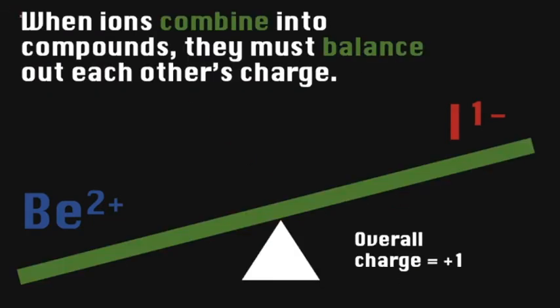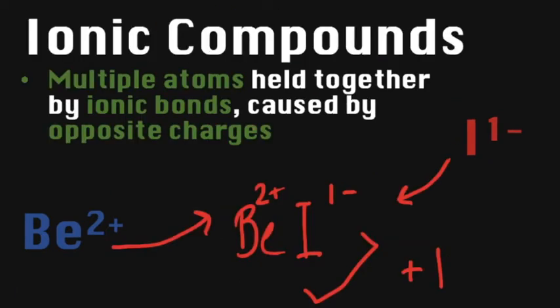The thing you need to understand is that when ions combine into compounds, they must balance out each other's charge. What we saw with this last one is that they didn't balance out each other's charges. There's still overall a positive charge, and that's not balanced. A balanced charge would be 0. But here, we still have a +1 charge overall.